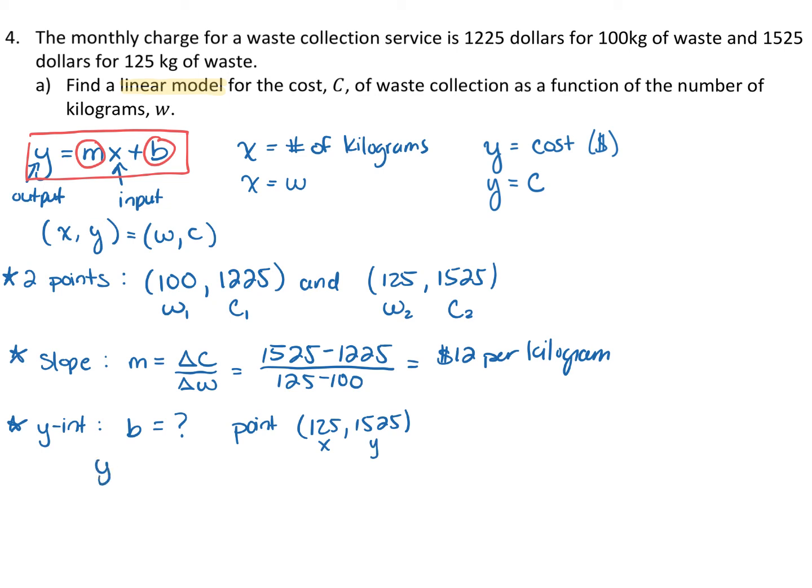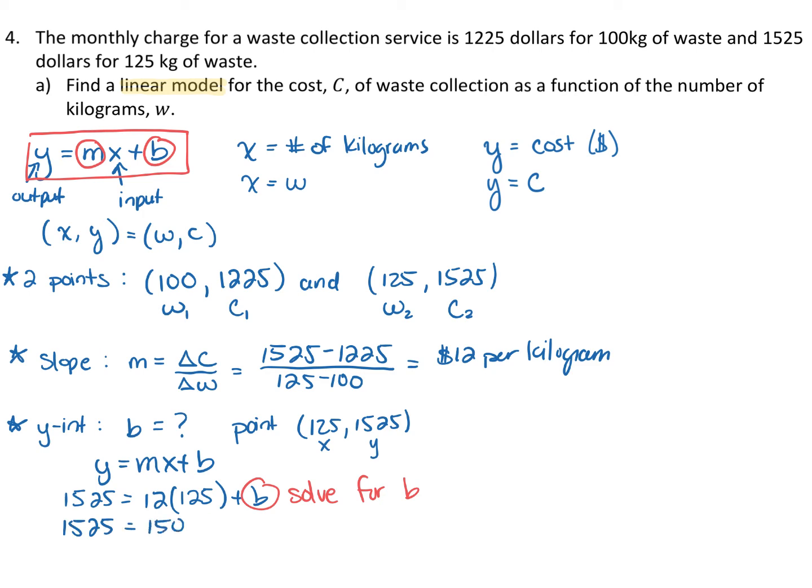So in the general equation, y equals mx plus b, substitute in your slope, which is $12 per kilogram. Substitute in your X value. From that point, we know that when X is 125, Y is 1525. And notice that now we have an equation where we can solve for b. Working backwards using inverse operations, let's go ahead and multiply 12 times 125. That gives me 1,500. Then subtract 1,500 from both sides. That gives me a b value, or a y-intercept, of 25.